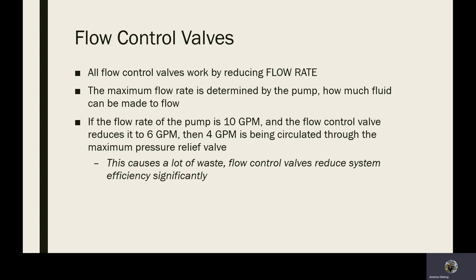So what we can do in that condition is maybe we have a variable displacement pump. We have a pump that can pump at 10 gallons per minute when required, but can also throttle it back to 4 gallons per minute when required. And that's generally how we do things in hydraulics. It's the easiest way to do it.